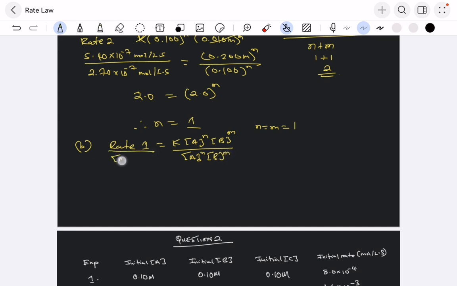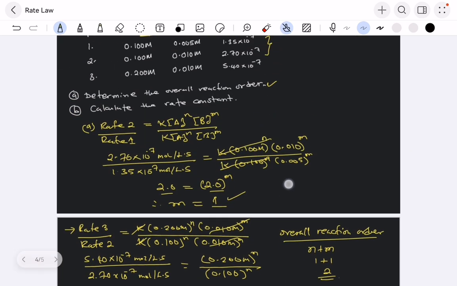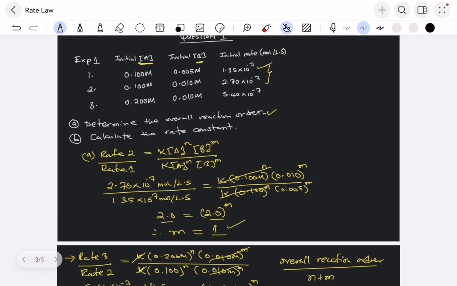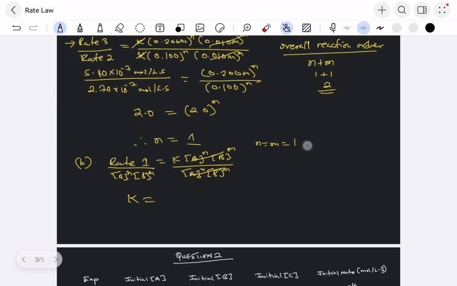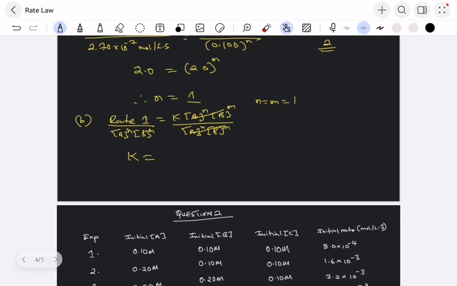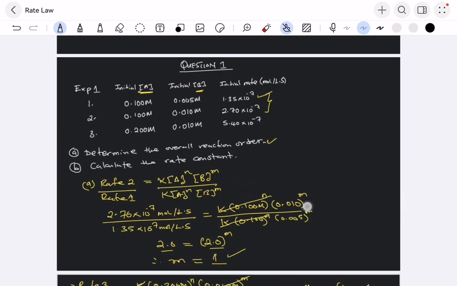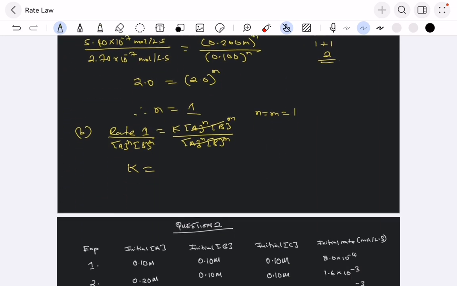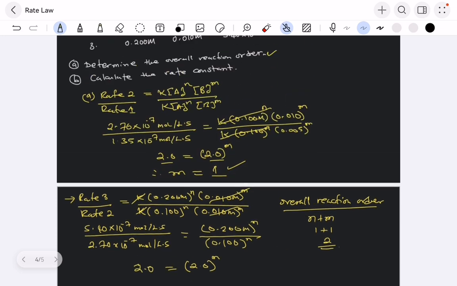So we are dividing by those concentrations, B, M. So that will be out. To find the constant, we just pick one stream, the first one. So our rate is 1.35 times 10 negative 7 mole per liter second.